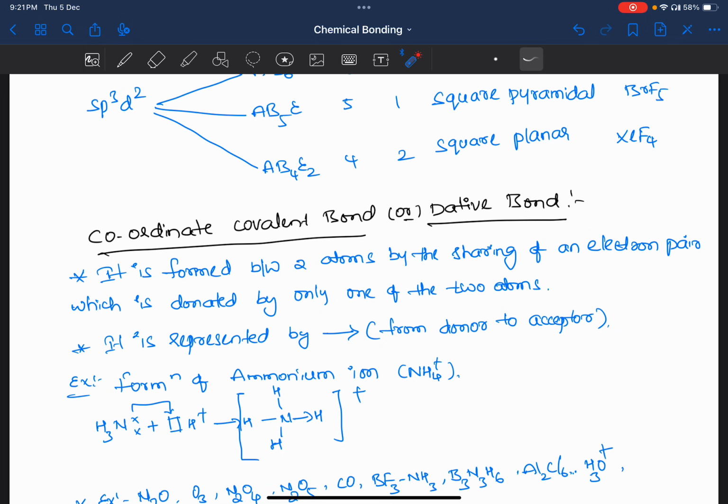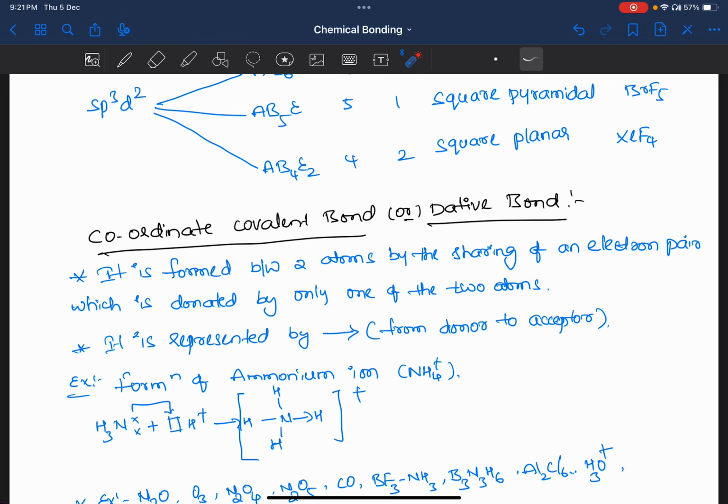So therefore, a coordinate covalent bond is formed between two atoms by the sharing of an electron pair, which is donated by only one of the two atoms. It is represented by an arrow mark, and that arrow is indicated from donor to acceptor.